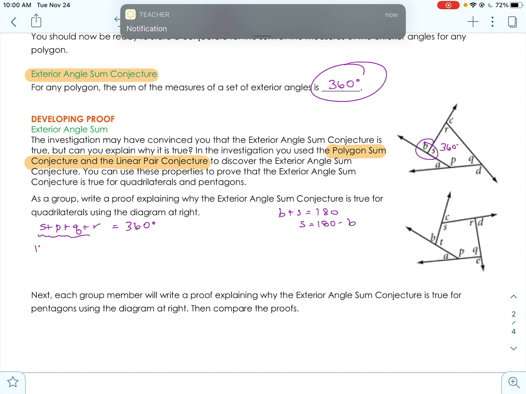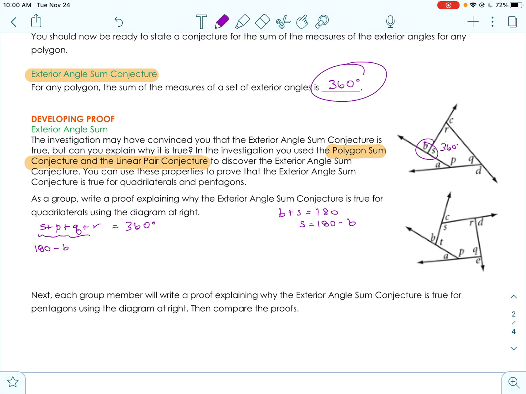So we're going to replace S with 180 minus B. We're going to replace P with 180 minus A. We have plus Q, but we're going to replace Q with 180 minus D. And then finally R, we're going to replace with 180 minus C. And we know that that's still equal to 360 because all we did was replace S, P, Q, and R with equivalent expressions.